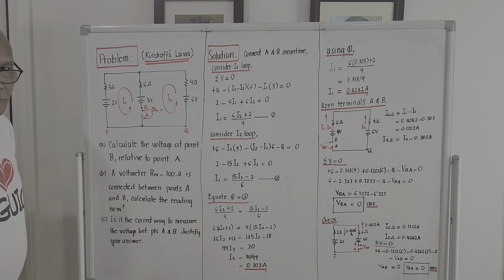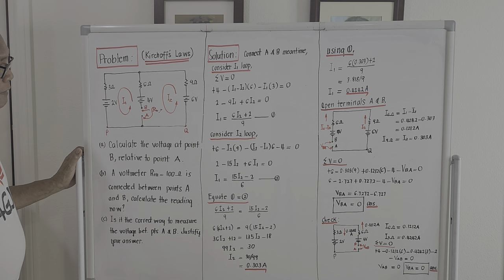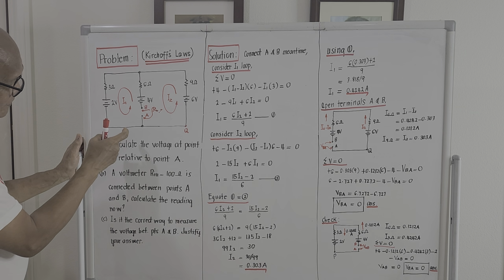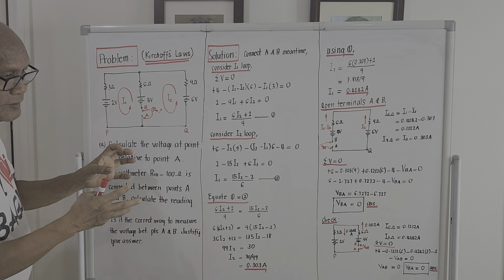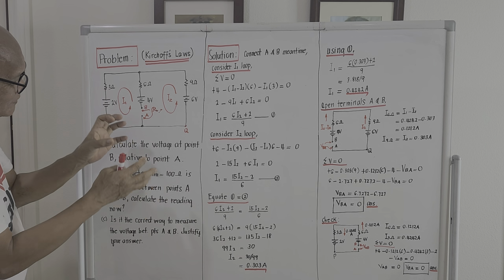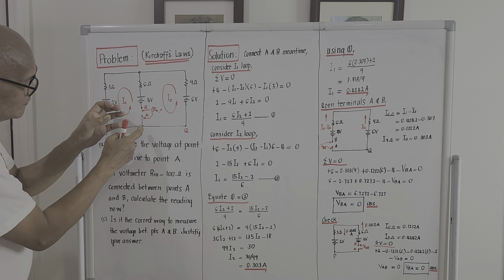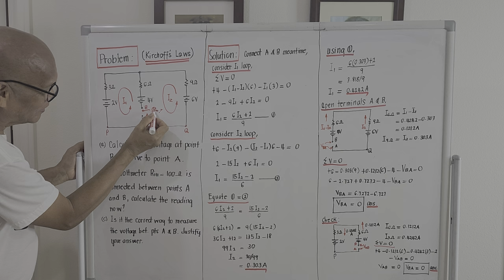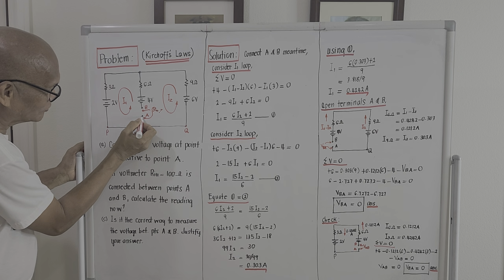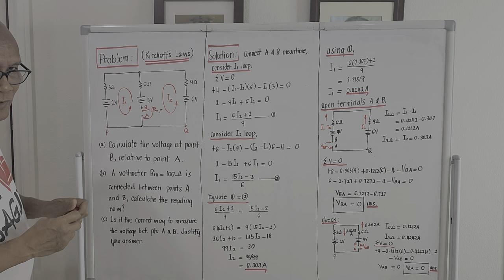That's an easy one, right? It is just that points B and A are not connected for the meantime. So just visualize that they are connected by using a voltmeter. That's why he is asking for the voltage reading across this point and this point. That's the first requirement.